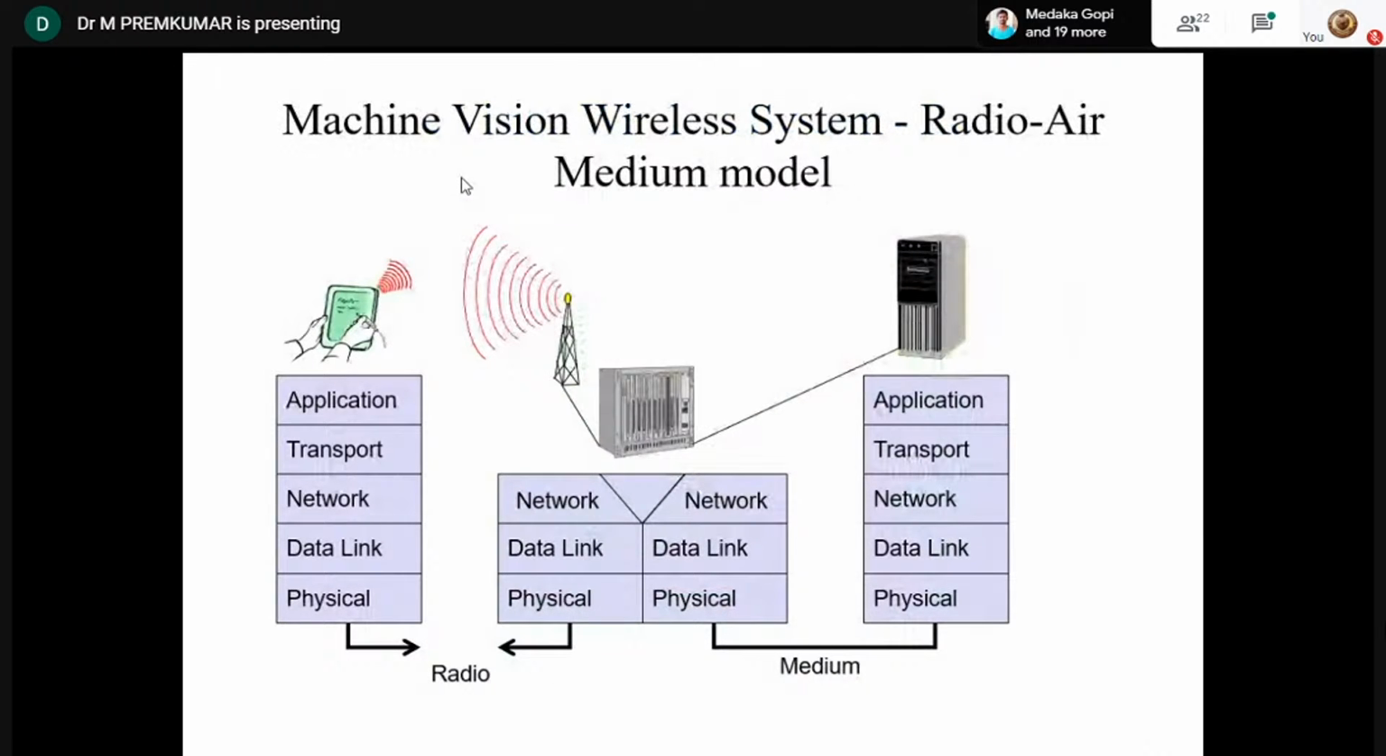Now, as we have seen all the various concepts so far, we have seen the RF section and the baseband section. The machine vision wireless system most probably takes the open systems interconnection model. So you can provide end-to-end contributions, either in the physical layer, the data link layer, the network layer, the transport layer, or the application layer.